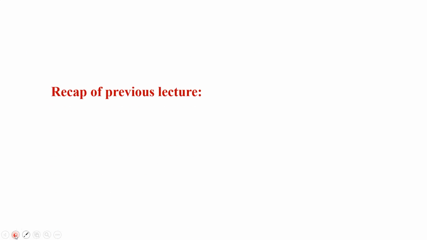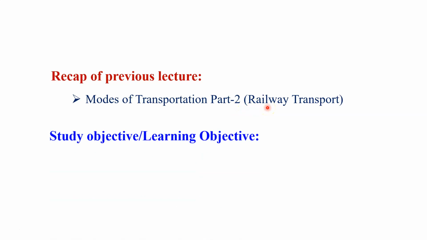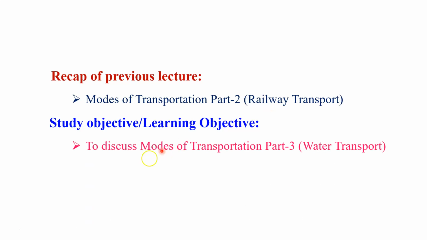Dear student, in the previous lecture we discussed detailed information about modes of transportation part 2. In this part 2 we discussed detailed information about railway transportation. For today's lecture, our study objective or learning objective is to discuss modes of transportation part 3. In this part 3, we are going to discuss detailed information about water transportation.